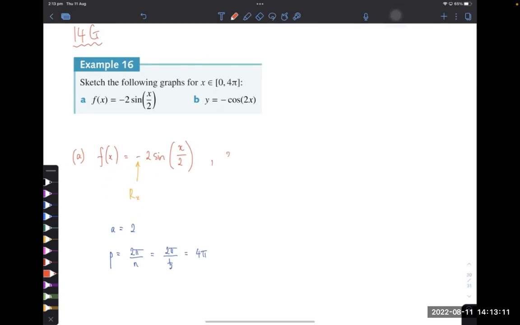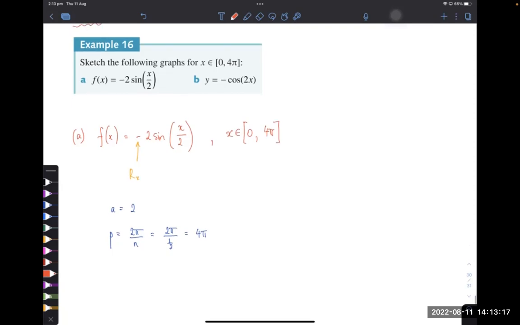So how many cycles do we need? How many periods do we need to sketch? 2. How much is 1 period worth? So how many of these 4 pi's fit in between here? 1. Just 1, okay.